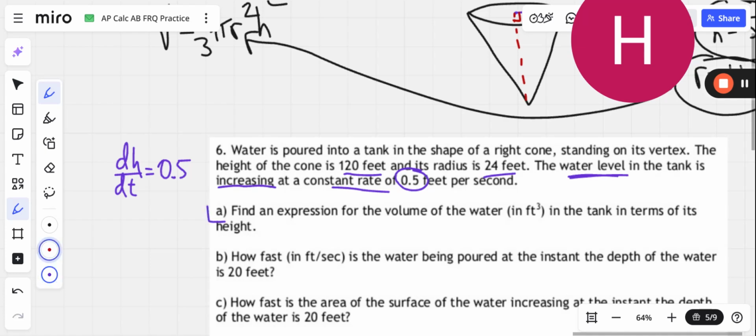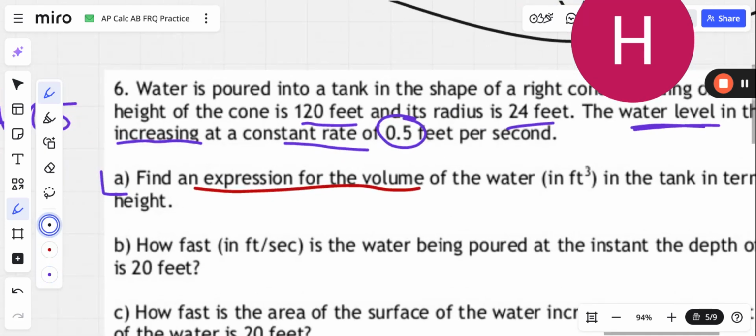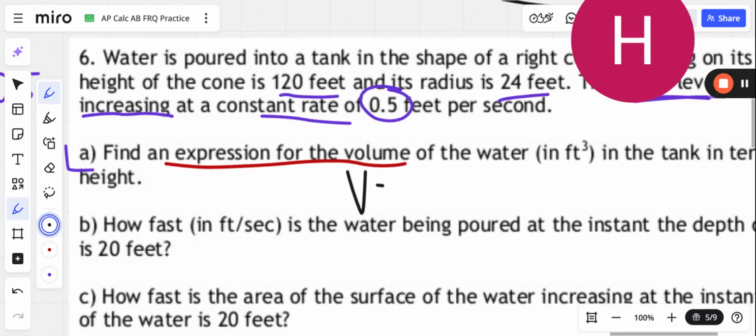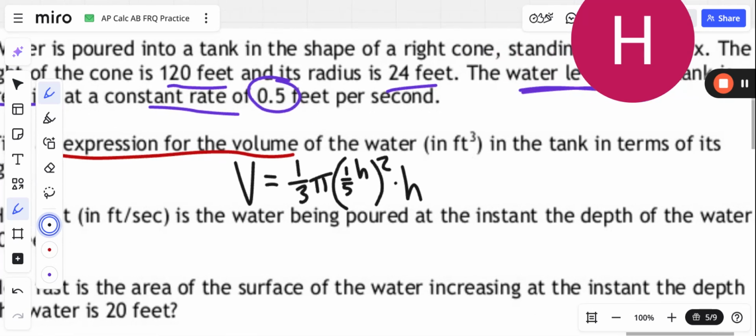Part A says find an expression for the volume in terms of the height. So we want to just put h's only. This is going to be 1/3 pi times r squared, but instead of r, we're going to call this 1/5 of h squared times h. And let's simplify that a little bit, shall we? Because 1/5 h times 1/5 h is 1/25 h squared. And we can combine the 25 with the 3, multiplying those.